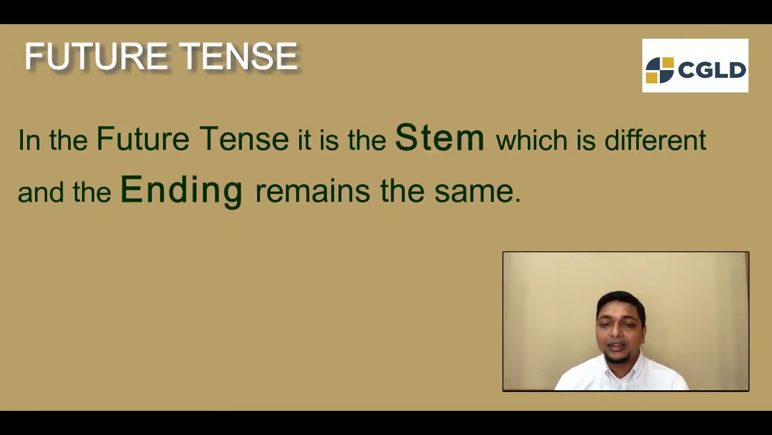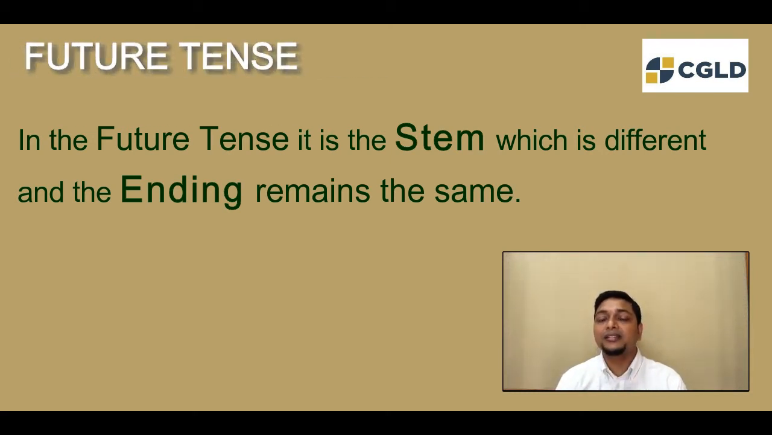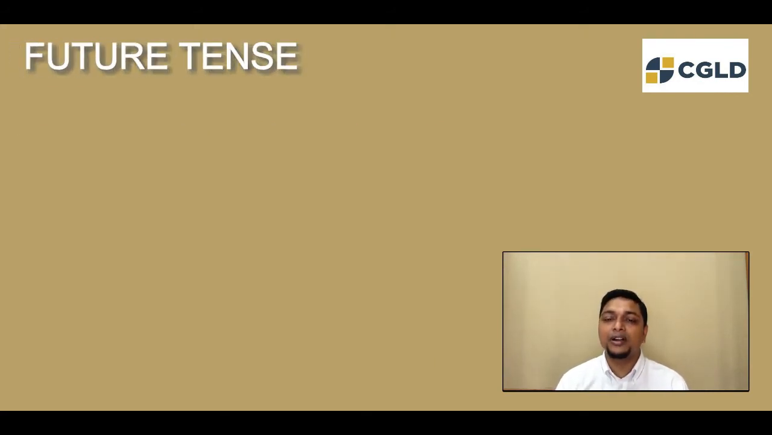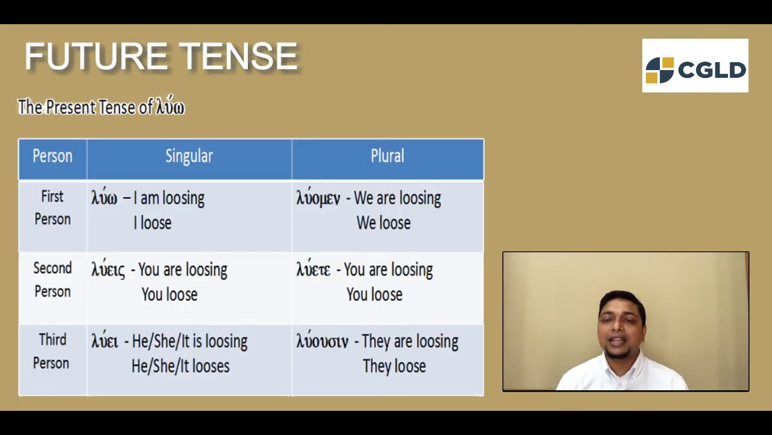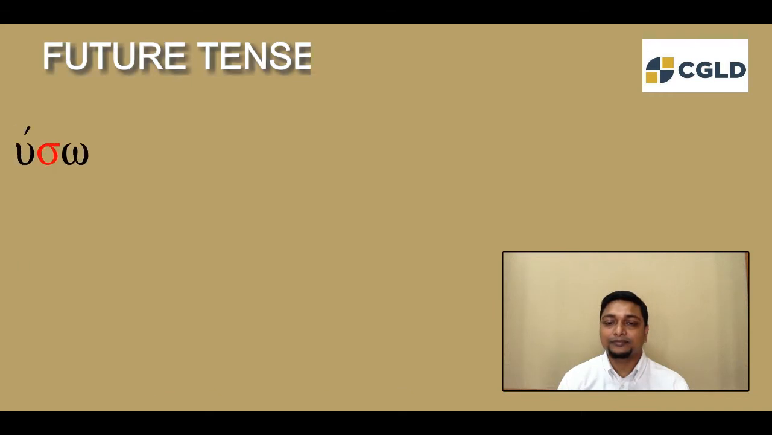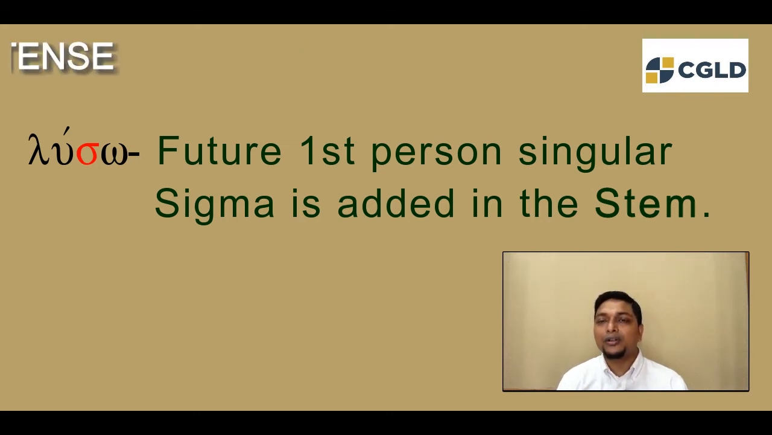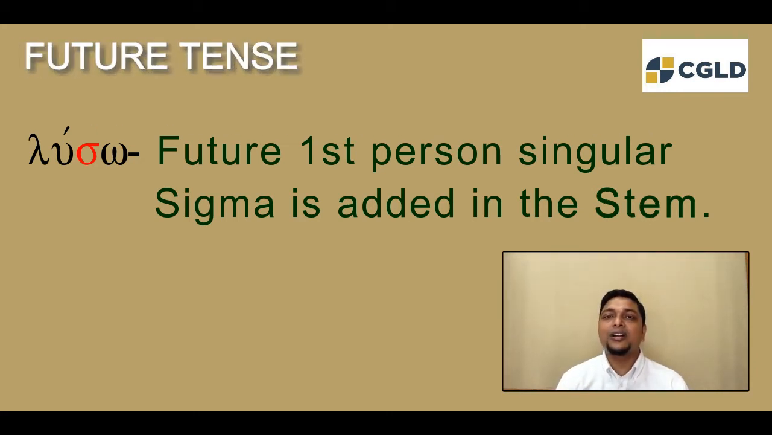In the future tense, it is the stem which is different. Just remember that. It is the stem which is different, but the ending remains the same. For our context with the luo verb, we see that o, eis, ei, omen, ete, ousin remains the same, but there is a sigma added with the stem. So when you see the sigma added in the stem, you should automatically recognize that this verb is in its future tense form.